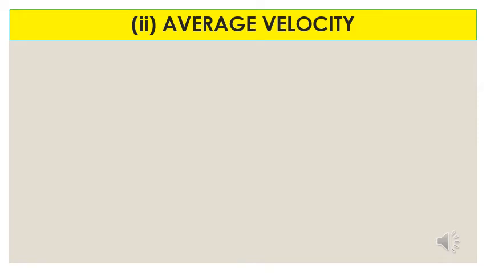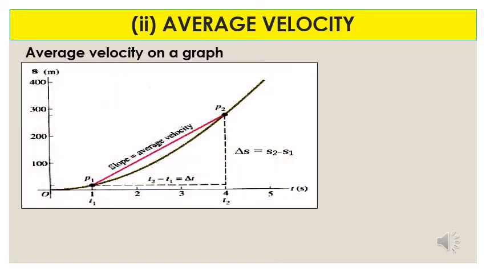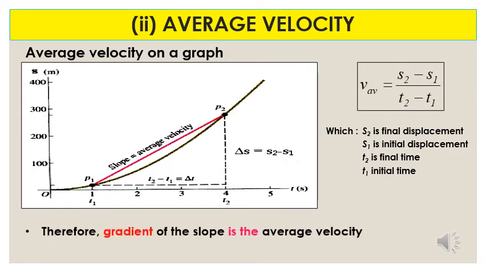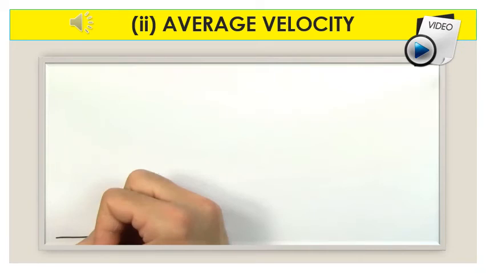Since average velocity involves 2 points on the displacement against time graph, the slope of the s-t graph represents average velocity between 2 points, P1 and P2. Therefore, the gradient of the slope equals the average velocity. Let's look at this video to further understand the situation.